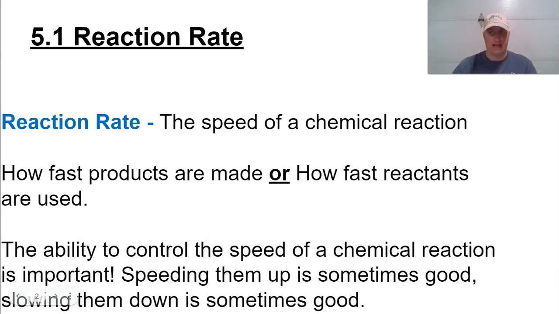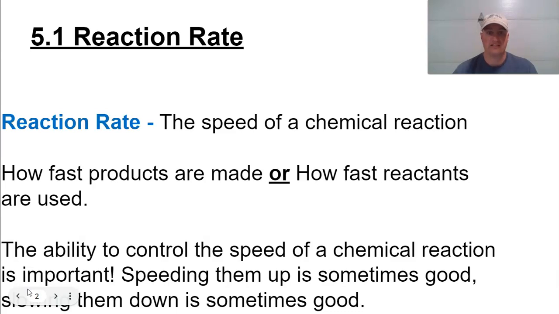All right, let's get this show on the road. So 5.1, we're talking about reaction rate. So far we've talked about reactions and how they occur, but not at the speed. So this is looking at how fast products are made, or conversely, how fast reactants are used. Sometimes the questions will focus on how much is used, and sometimes how much is produced.